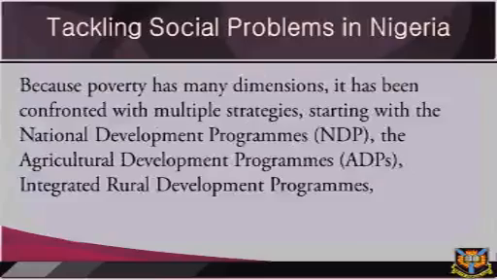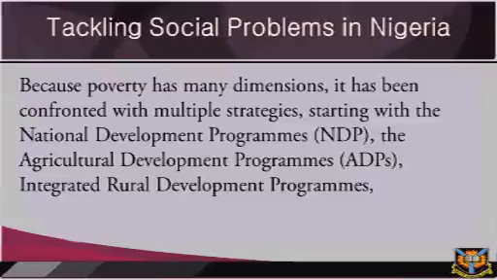Because poverty has many dimensions, it has been confronted with multiple strategies, starting with the National Development Program (NDP), the Agricultural Development Programs (ADPs), Integrated Rural Development Programs, Green Revolution, Better Life for Rural Women, National Poverty Eradication Program, National or State Economic Empowerment and Development Strategy (N/SEEDS), the Millennium Development Goals (MDGs), and now Vision 2020. Corruption on its part also received and continues to receive serious attention.